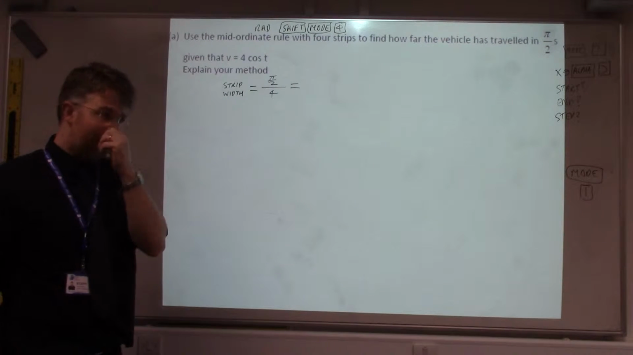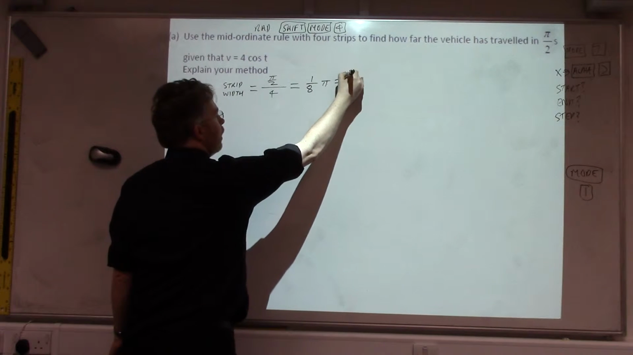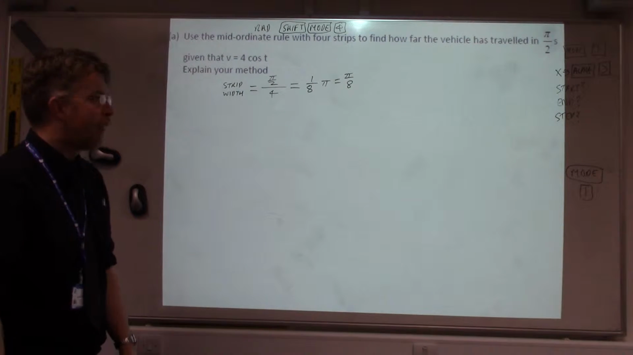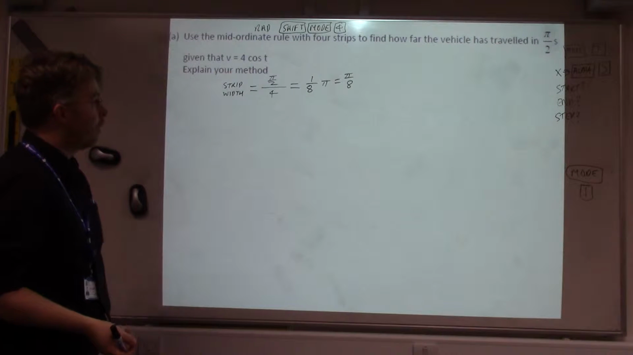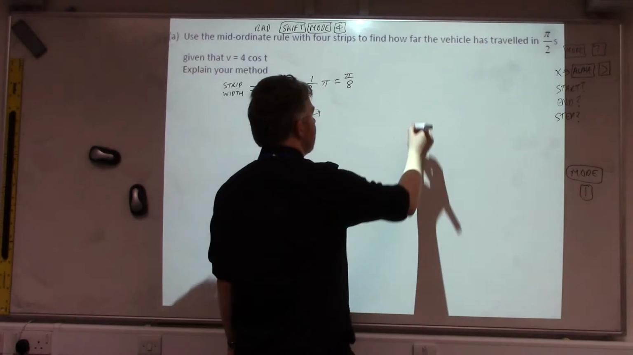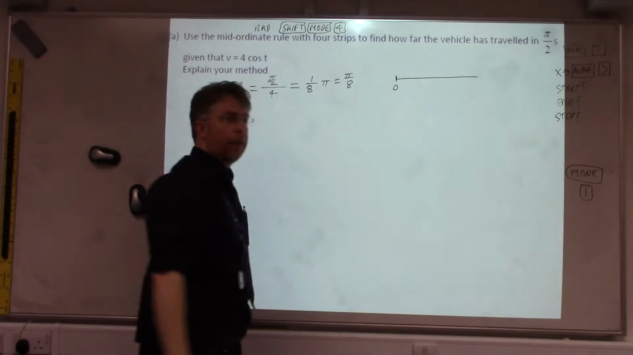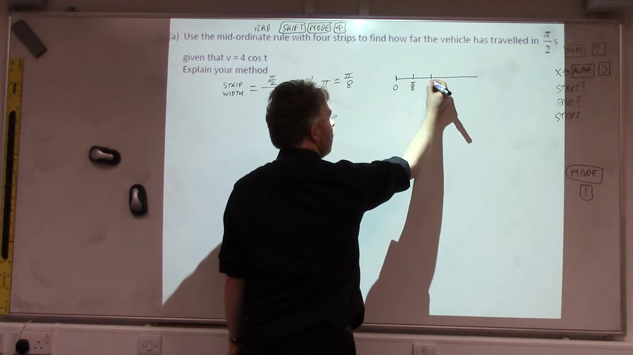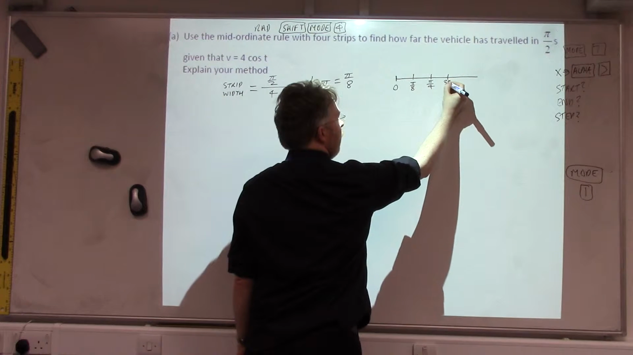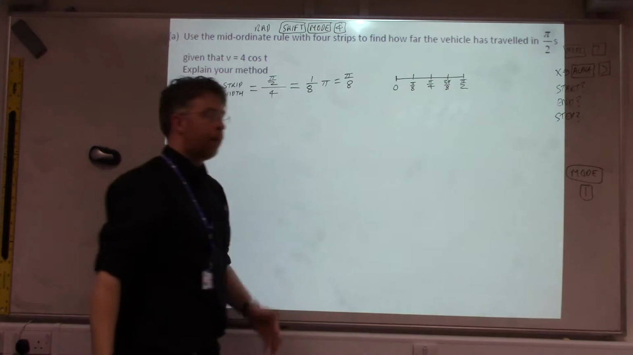So pi over 2 divided by 4 will give you an 8th pi, which you can write as pi divided by 8, which is going to be more convenient when we do the steps later, and for calculations later too. So we've got pi over 8, that means, in terms of our rectangles, we start at 0, pi over 8, 2 pi over 8, which is pi over 4, 3 pi over 8, and the final strip is pi over 2.